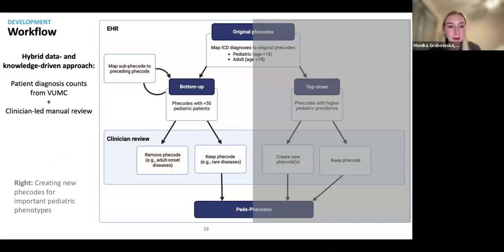And then on the right-hand side, we have this process of new phe code creation for especially important pediatric phenotypes. And here we started with those phe codes that had higher pediatric prevalence, and then looked at the intra-phe code ICD code distributions, and the clinicians on our team reviewed the counts of those ICD diagnoses that were mapped to that phe code and made recommendations about whether new phe codes should be created based on those ICD codes or whether the phe code should be kept as is. And both of these processes affected our final PEDS phe code set.